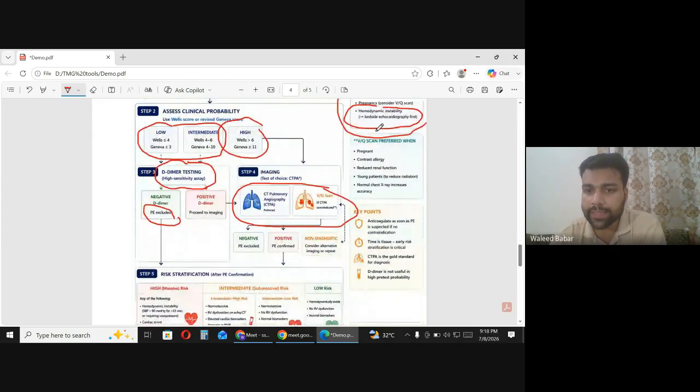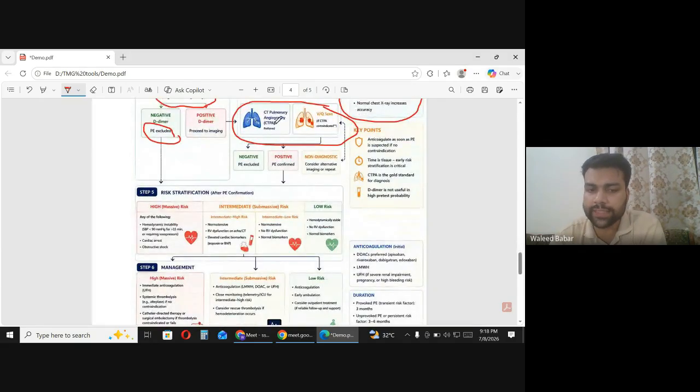So these are the preferred case scenarios for V/Q scan. If the CT pulmonary angiogram is negative, we will rule out the pulmonary embolism. If it's positive, we will confirm the diagnosis. If the V/Q scan is positive, we will confirm the diagnosis. If it's negative, we will rule out. Sometimes V/Q scan is non-diagnostic or intermediate. In that case, we will either perform CT pulmonary angiogram or we can repeat the V/Q scan.